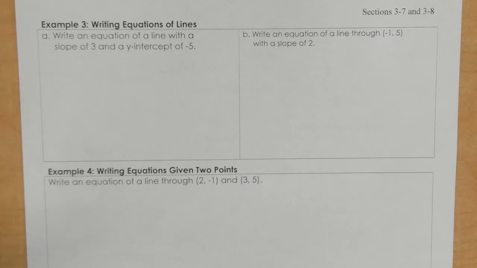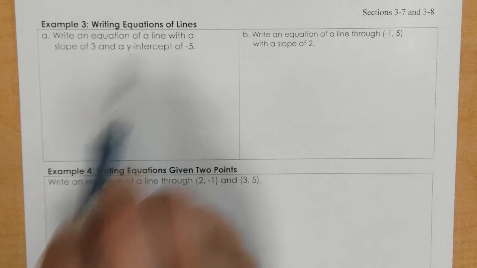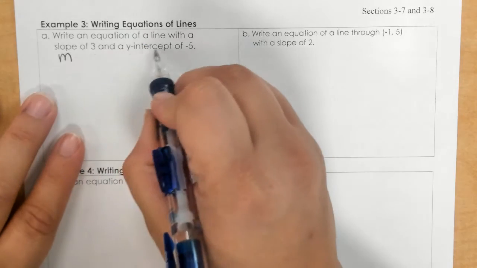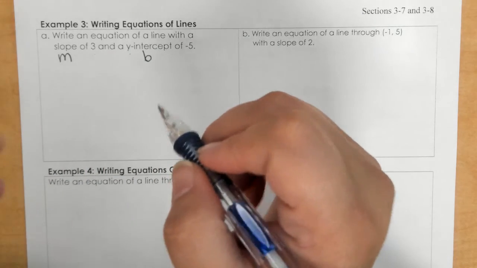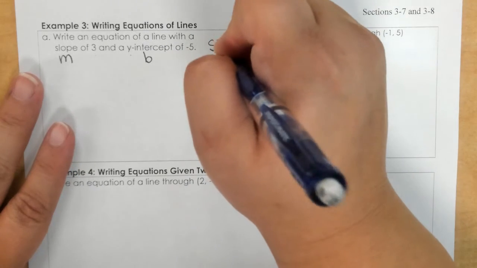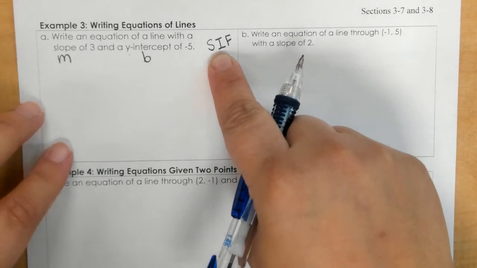For example 3 in day 5 notes, we're going to be writing equations. For this one, we are given the slope is 3 and the y-intercept is -5. We know slope is represented as m, the y-intercept is represented as b. So I have to decide, am I going to use slope-intercept form or point-slope form? Well, it makes sense to use SIF because I'm given the slope and the y-intercept.